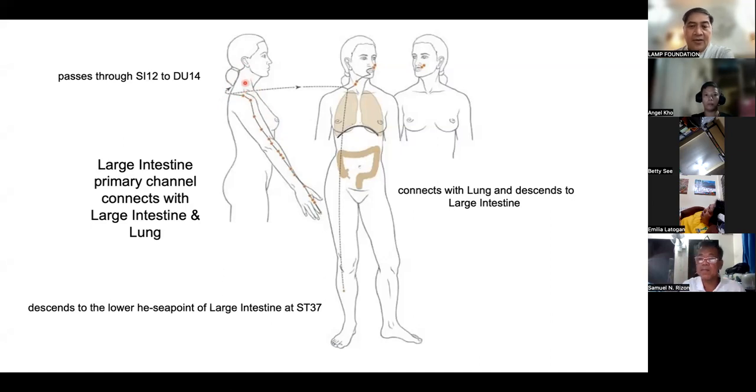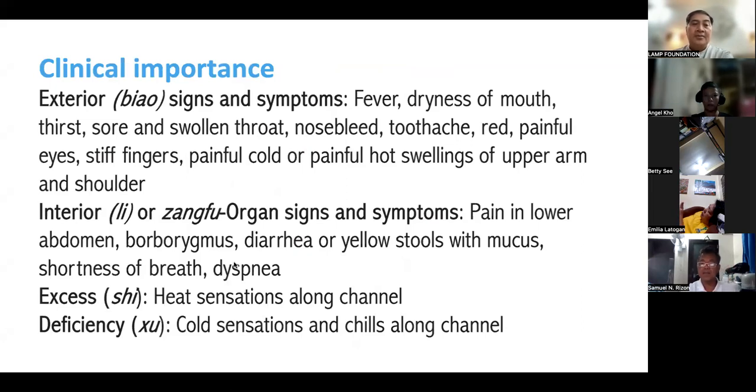So a branch separates from the main channel at the supraclavicular fossa and then moves upward through the neck. Ito na yung nag-ibang landas. Papunta na siya sa neck, crosses the cheek, so opposite cheek, no? And then it enters the lower gum. So always remember, pag large intestine, pag sumasakit yung lower teeth, nag-bleed yung lower, or merong swelling of the lower gum, use the large intestine point. LI4, LI11. From here, it curves around the lip and intersects the same channel. So what is the importance of knowing the primary channel? Again, as usual, we need to know pag exterior or interior, no?